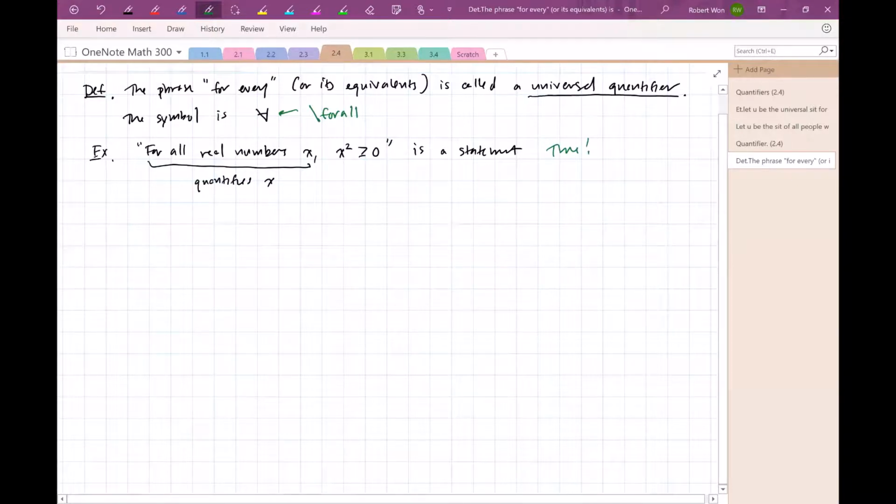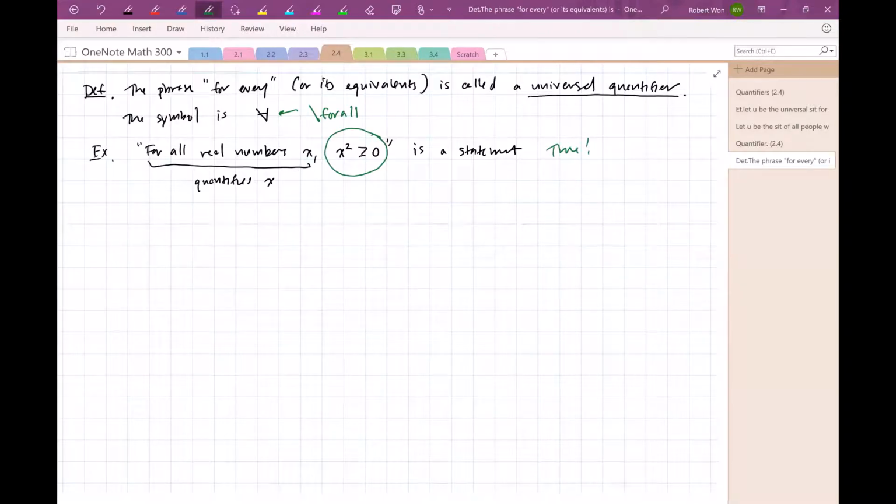Why is it true? The reason that this statement is true is because this open sentence is true for every x. For every real number x, x squared is greater than or equal to 0 is true. In other words, the truth set for that open sentence is every element of the universal set. No matter which real number x you pick, it's true that x squared is greater than or equal to 0. So this is true because x squared is greater than or equal to 0 has truth set R.